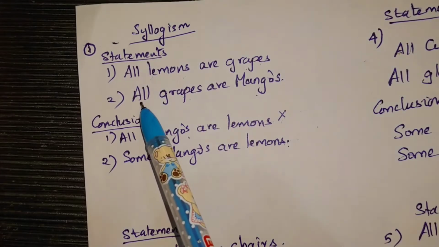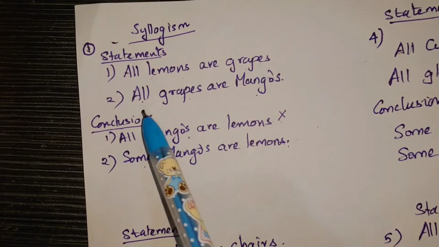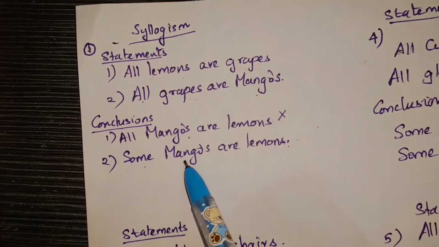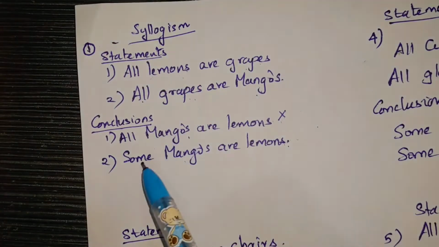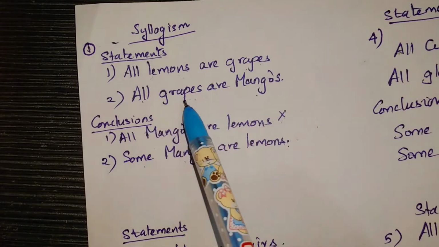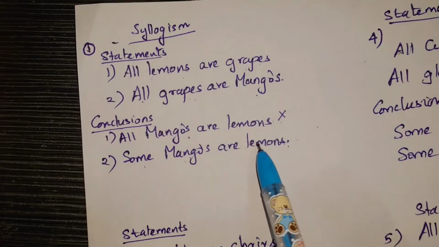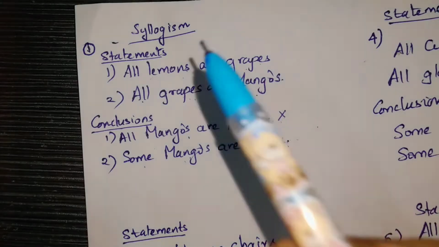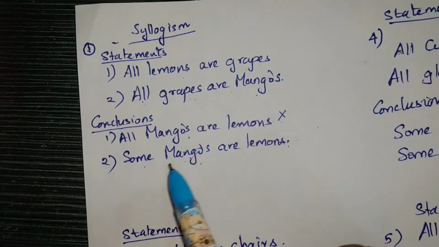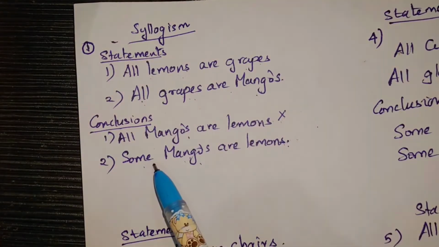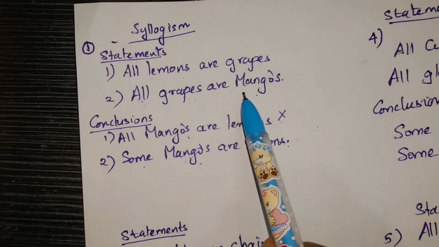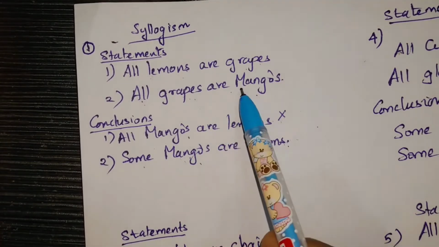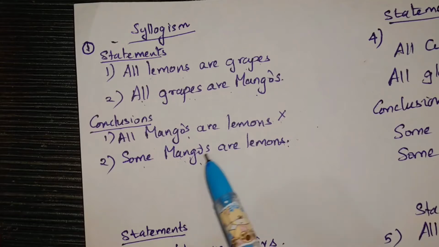Second one: when all is there in the statement, some is there in the conclusion. All grapes, some grapes, if we say it, it follows. All lemons, some lemons, if we say it, it follows. When all grapes are mangoes, some mangoes are lemons. Some mangoes are lemons. So whether it follows or not, 2 follows. When all is there in the statement, some is there in the conclusion, it will follow, and we are talking about the same subject, that is mangoes. Okay, some mangoes are lemons.